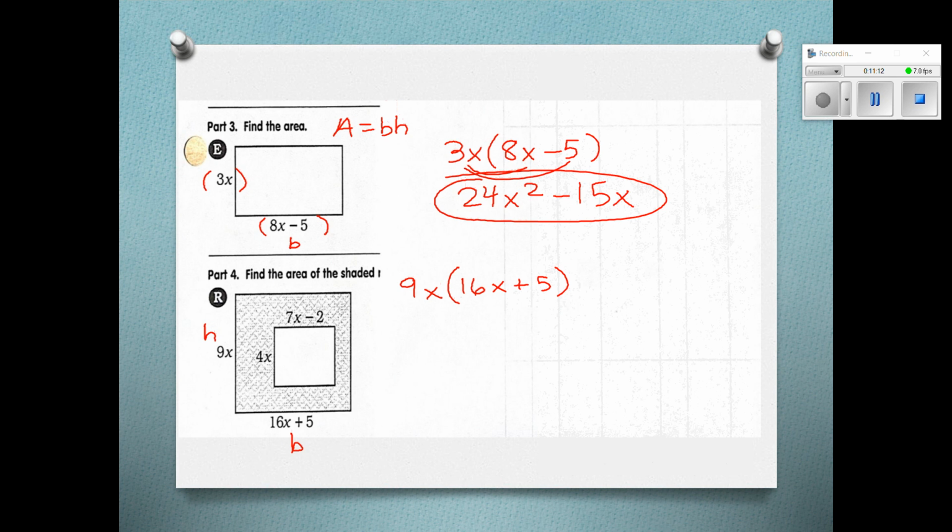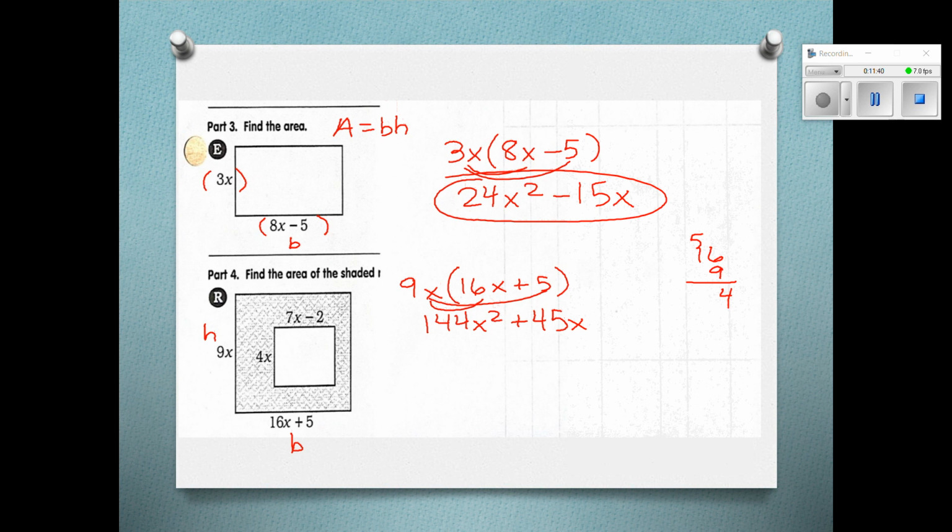Now I'm going to multiply those together. 16 times 9. We have a 4. Carry the 4. 144. So we have 144x squared. And then we have 9x times 5, which is a 45x. So we have figured out the area of the large rectangle.